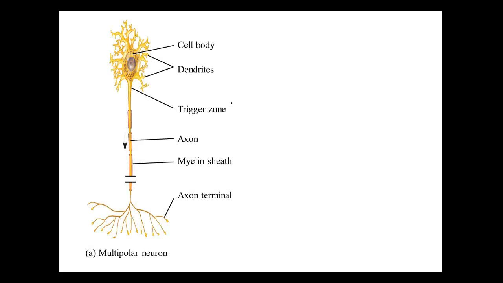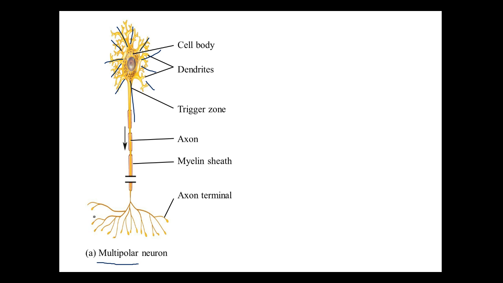So our first one is a multipolar. Notice that we have lots of dendrites coming off. And then we have our axon. So would you say this is one, two, or lots of projections coming off the soma? If you said lots, then you're correct. Anytime you have lots of projections off the soma, it's going to be referred to as a multipolar neuron.